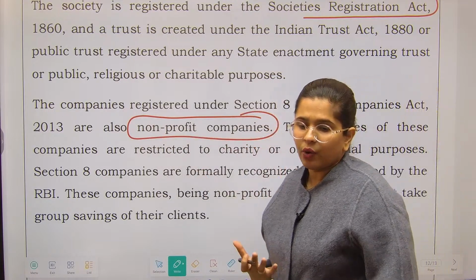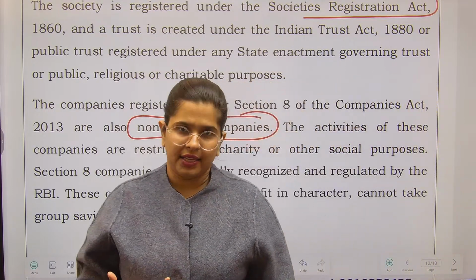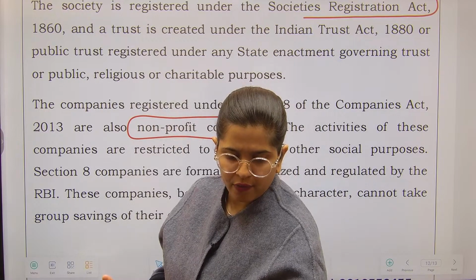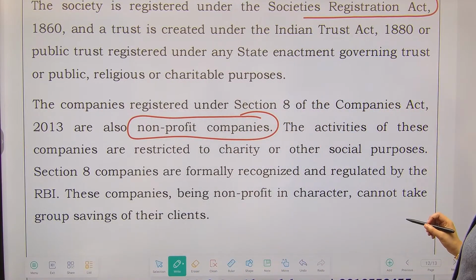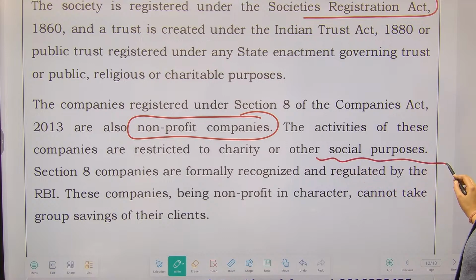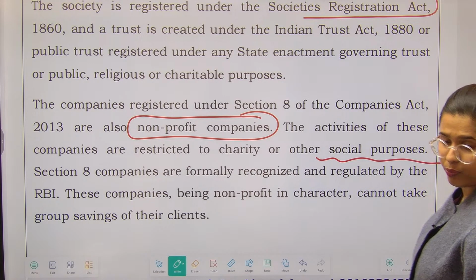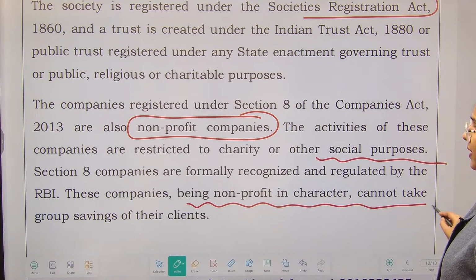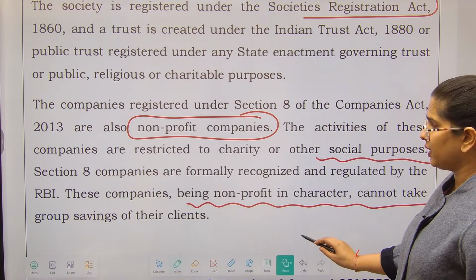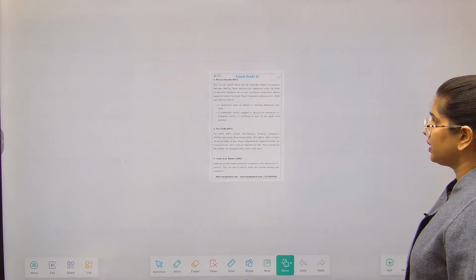That means their origin could be anything. Now these activities are restricted to charity or other social purposes. Obviously that is why we are calling them non-profit microfinance institutions. These companies, because they are non-profit, cannot take group savings of their clients. So this is an important thing.